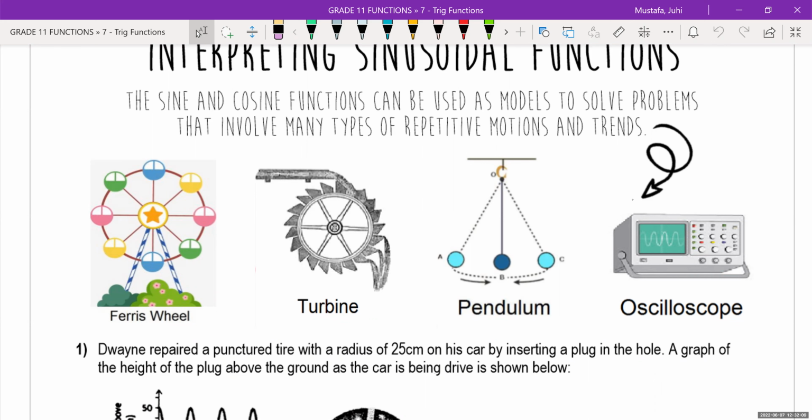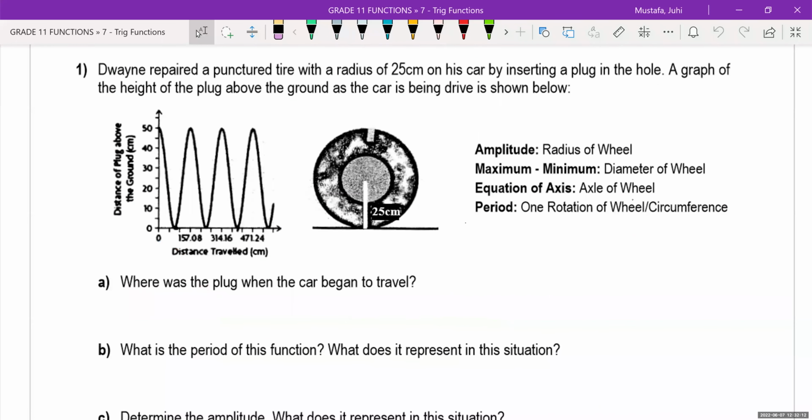Let's look at question number 1. It says, Dwayne repaired a punctured tire with a radius of 25 centimeters on his car by inserting a plug in the hole.